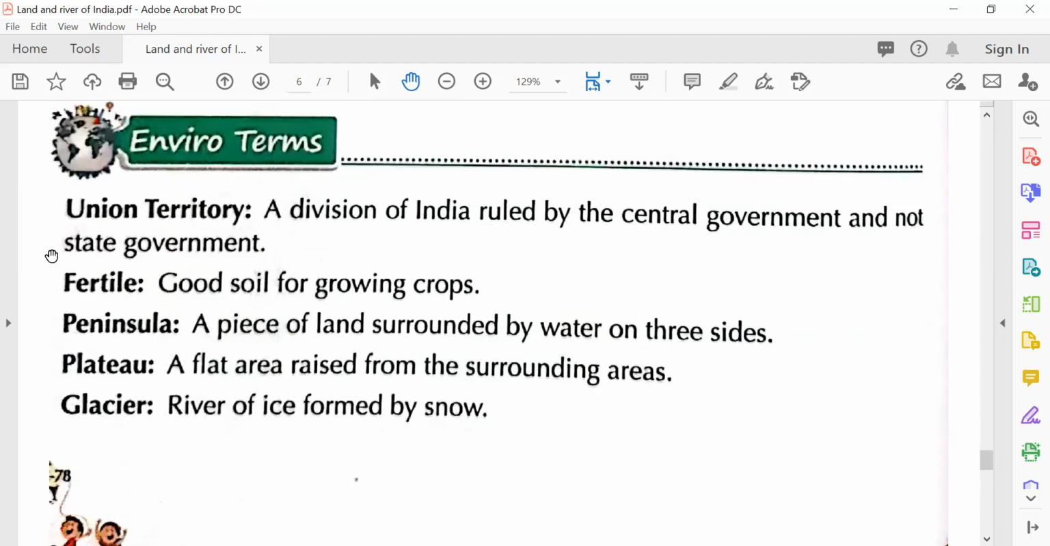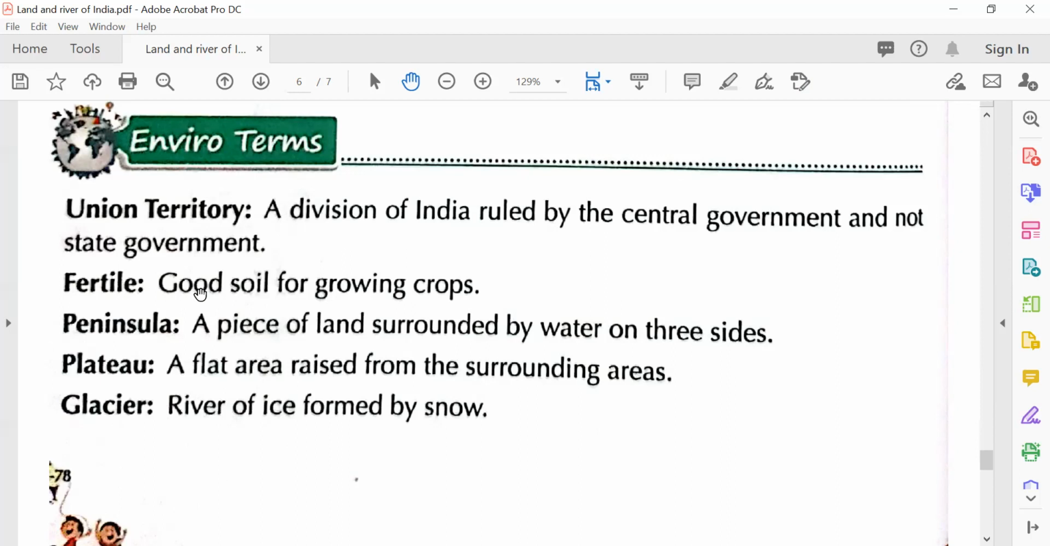So what are the environment terms that we learned here? We learned union territory, a division of India ruled by the central government and not the state government. So what is a union territory? A division of India ruled by the central government, not the state government. It is ruled by the central government, while all other states of India, like Jharkhand, like West Bengal, have their state government. Because it is a state, there's a state government. And there's a central government, which is called the union government. So a union territory is directly ruled by the union government, because union territories are very small areas.